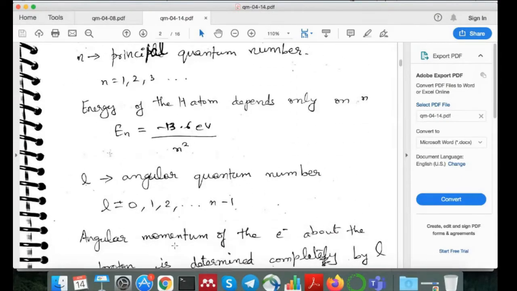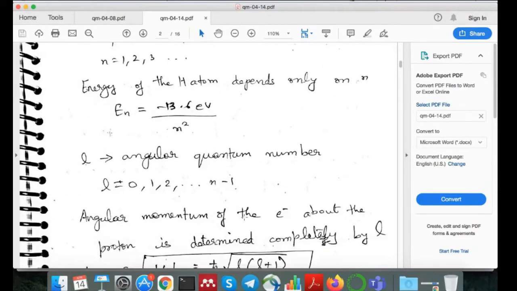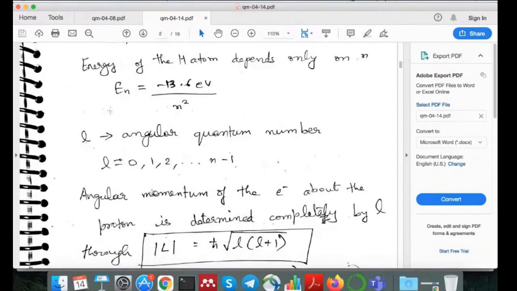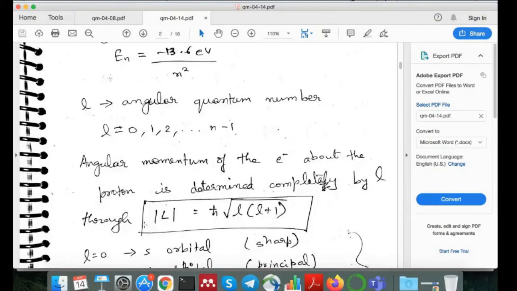Now your L is the angular quantum number. It goes from 0 to n minus 1. This we have already seen. And the angular momentum of the electron about the proton is determined by L. Basically, if you want to calculate the angular momentum of an electron about the proton in the hydrogen atom, it will be given by h cross into root of L into L plus 1. So this is your angular momentum formula.